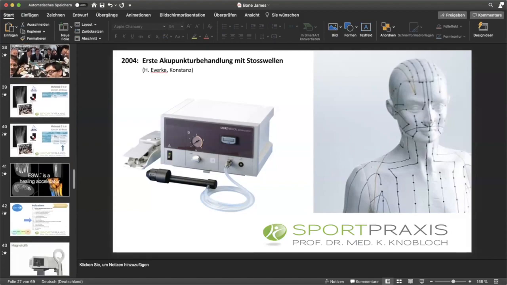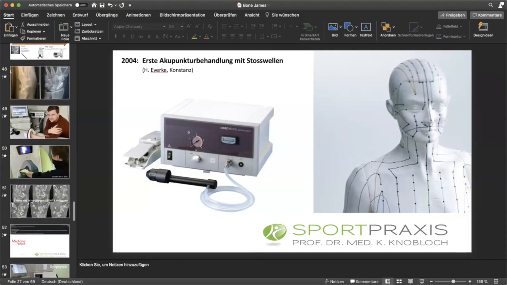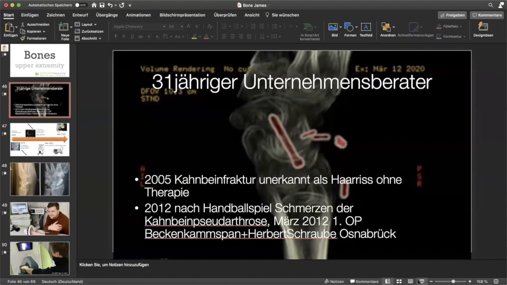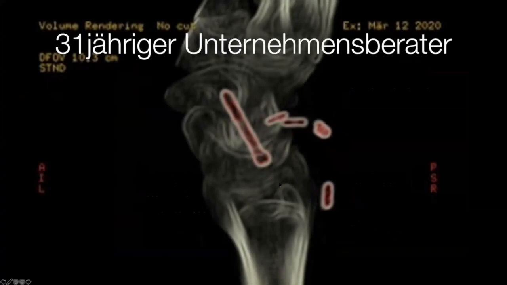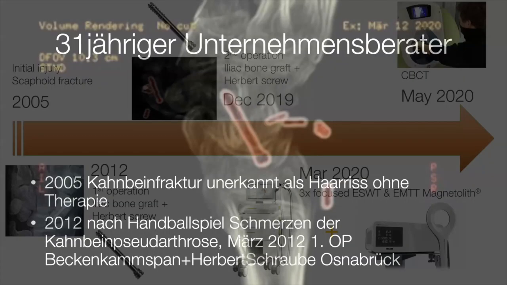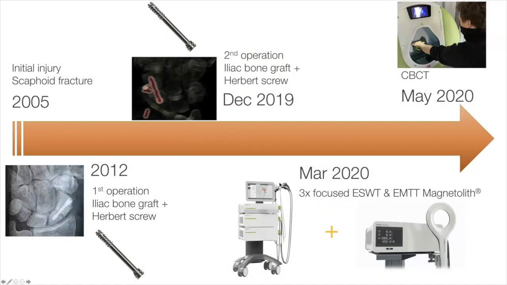Cheaper, yeah, sure. And I might say, okay, I will show just at the end 2 cases on the combined treatment of shockwaves and EMTT, just to give you an idea. This is a failed scaphoid fracture repair in a young consultant, and he had the first operation in 2012, the second in December last year with an iliac non-vascularized bone graft, and it did not heal again. So 2 times surgery failed.